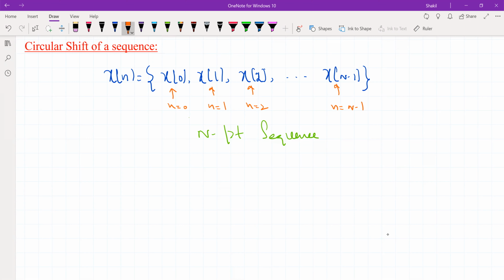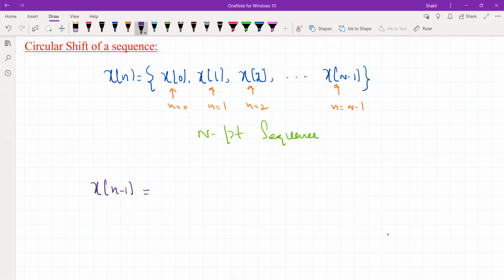All right, and we say this is a causal signal that I told you already earlier. That means the negative part of the sequence is 0. That's an assumption here, right? So this is our n-point sequence. Now, if I want to shift this sequence towards the right by 1, let's do that. Let me see what will happen to this sequence. If I shift this sequence by 1, I'll say x of n minus 1.